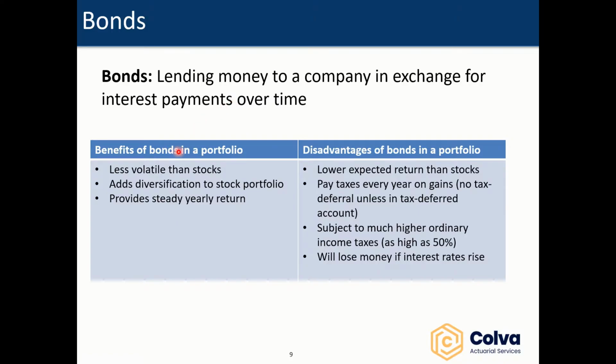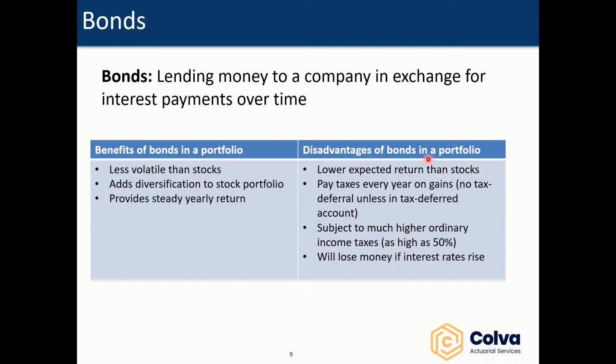The benefits of bonds in a portfolio: they're less volatile than stocks. We'll be seeing that on the next slide, where they jump up and down less than stocks do. They add diversification to stocks, because let's say the stock market crashes, right? You can still have your coupon payment, your fixed payment coming in. Although, again, there can be risk if interest rates rise, and we'll talk a little bit about that. But it provides a steady yearly return. So it adds diversification. In case the stock market doesn't do well, you do have some sort of return coming in.